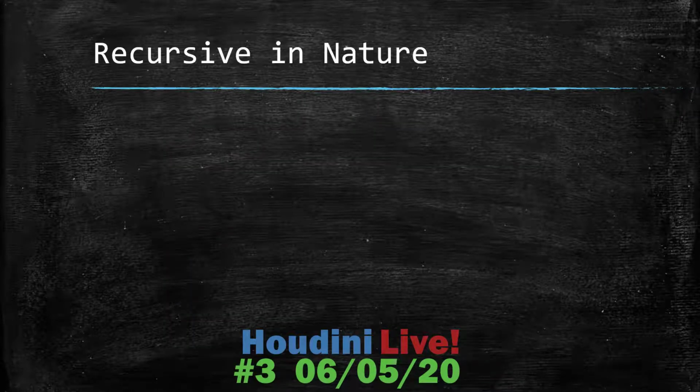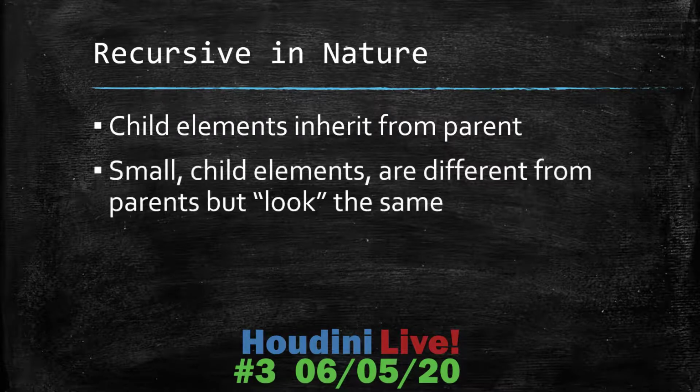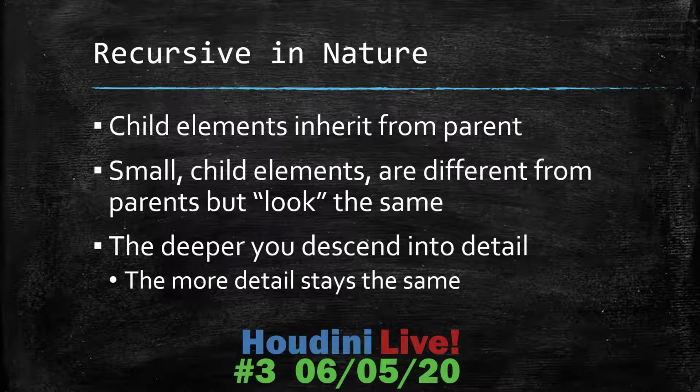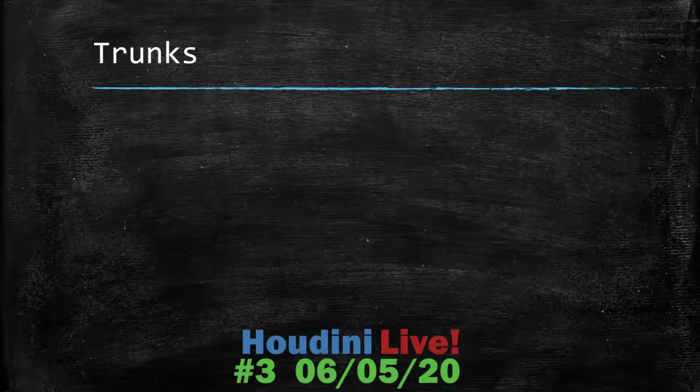Now, trees are recursive in nature. That means the child elements inherit from the parent, and the small child elements are different from the parents, but they look basically the same. That is the issue of self-similarity. And the deeper you go into the tree, the more the detail actually stays the same. So that is what a recursive fractal nature is, and trees are very good examples of that.